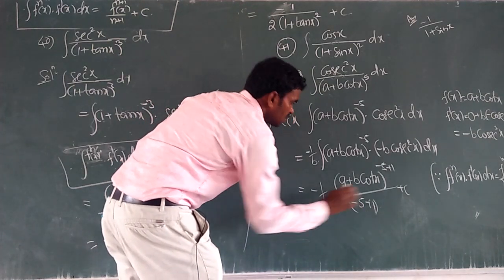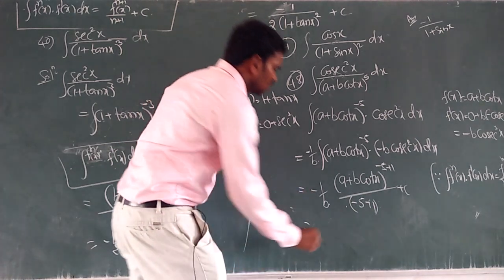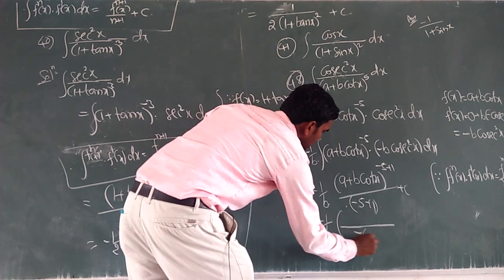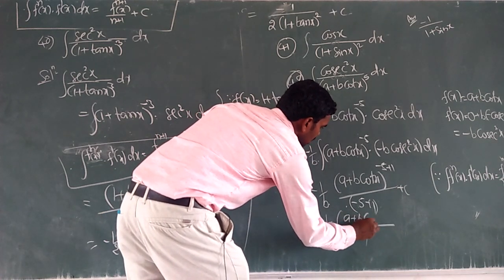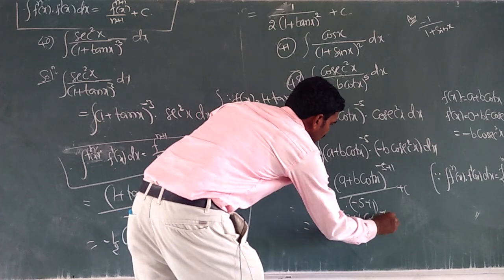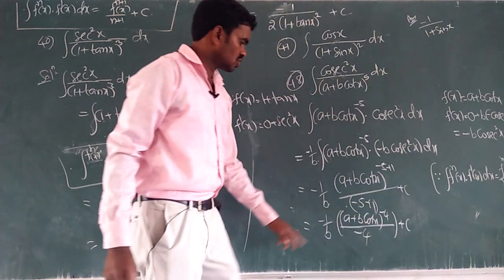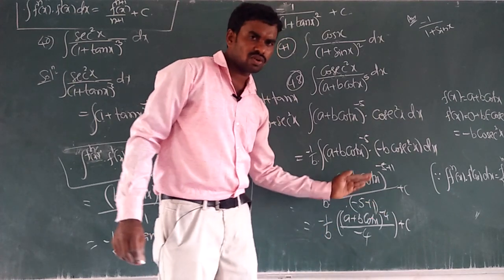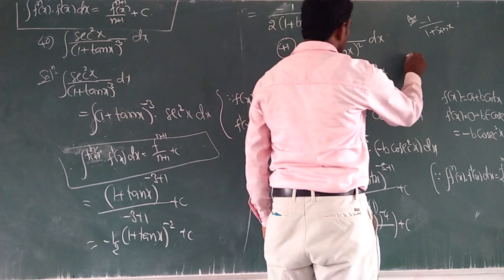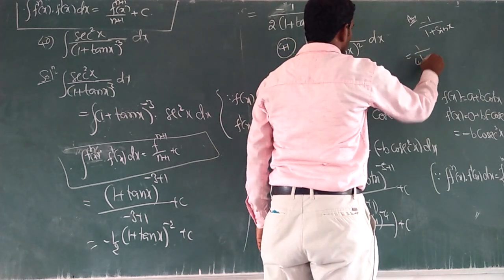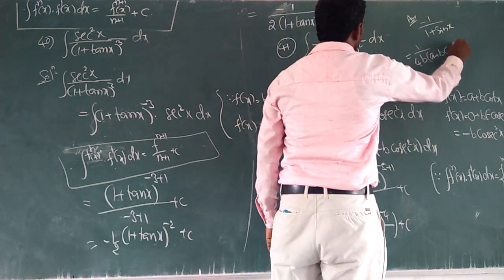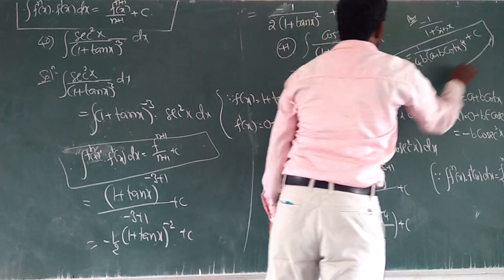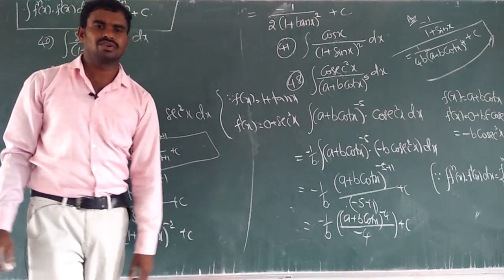So minus 5 plus 1 is minus 4. We get minus 1 by b into, one more step I will write, (a plus b cot x) to the power of minus 4 by minus 4, plus c. So minus into minus is plus, we get 1 by 4b, and the power minus 4 goes to the denominator. So the answer is 1 by 4b into (a plus b cot x) to the power of 4, plus c. So this is the answer of this question.